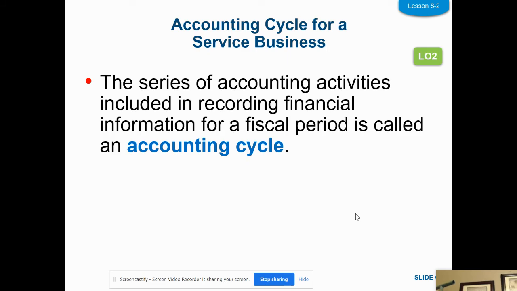A series of accounting activities, including recording financial information, is called an accounting cycle. So again, we've done all this accounting work in this period, in this case, January. We're calling that our accounting cycle. From the beginning of the month to the end of the month is our cycle. We're going to start a new cycle with the next fiscal period. In this case, it'd be February.